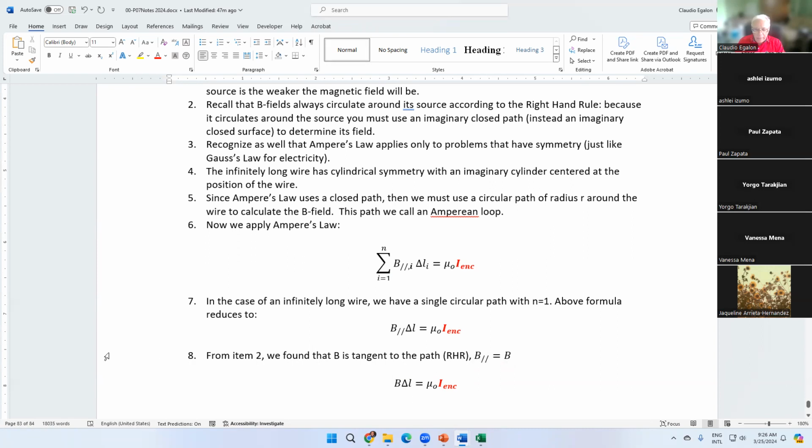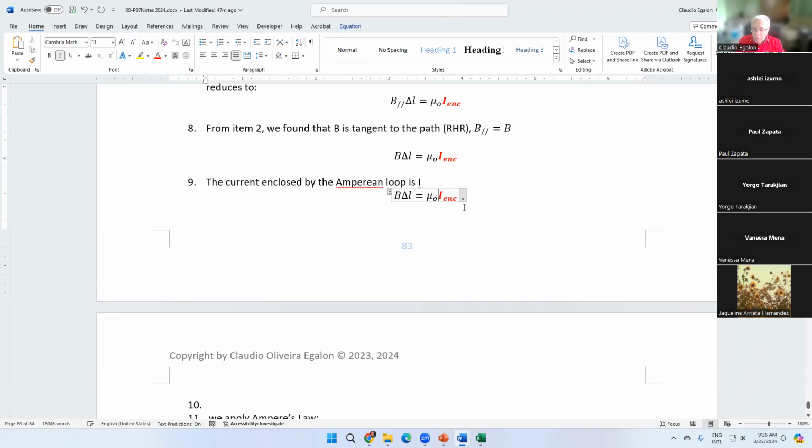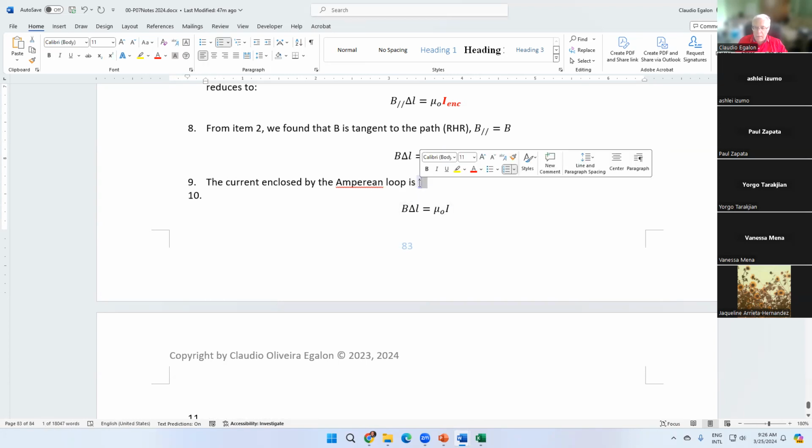Now let's not forget one more step. The current enclosed by the Ampérian loop is I. Okay, so now we can simplify that further. What is in red here is going to become I enclosed, become just I.